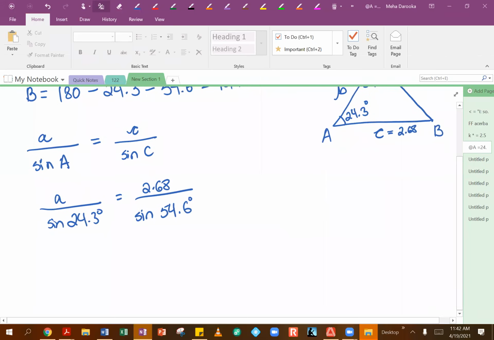Now, just like we solve any equation, you will be solving this in the same way. So we need to isolate side A because that's what we're trying to find, which means we will go ahead and multiply both sides of our equation by sine of 24.3 degrees. So that way it will end up canceling out from the left-hand side and you're just left with side A.